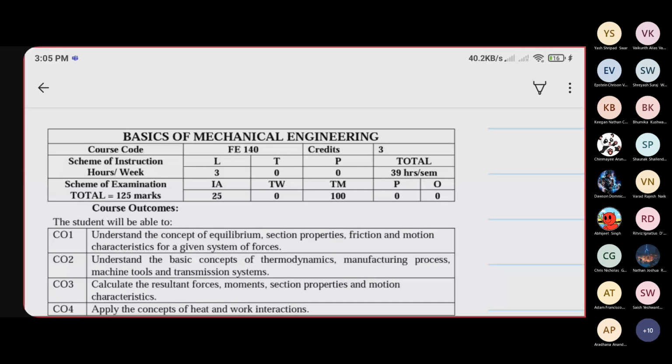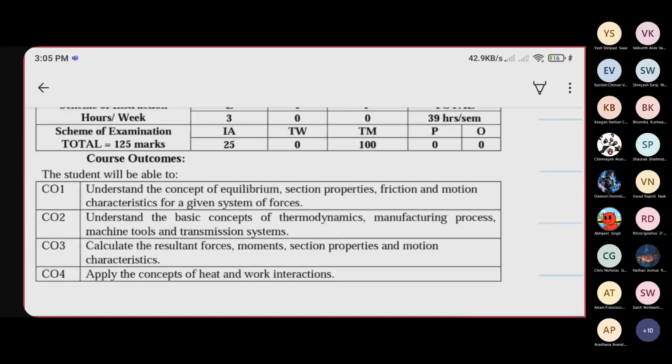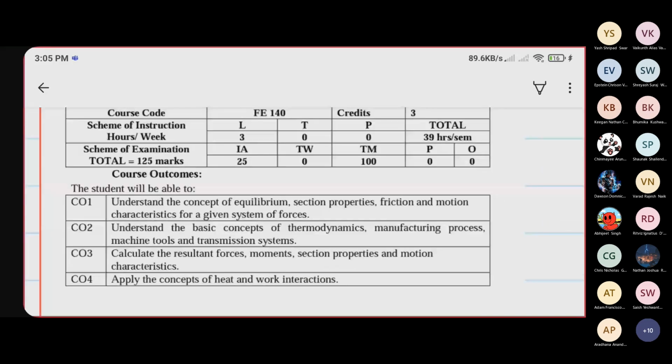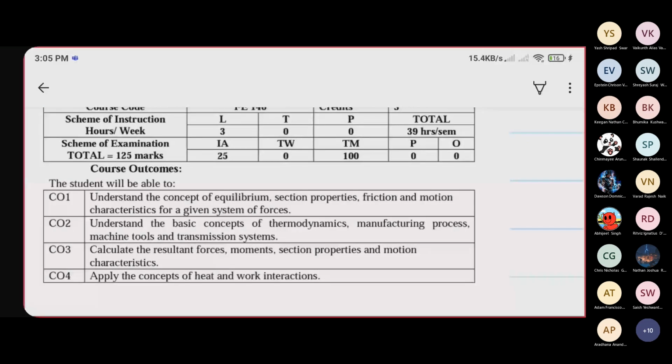Now once you go through this subject, what you will learn, that is course outcome. The course name is Basics of Mechanical Engineering. And what will the student be able to do after learning this? So first is understand the concept of equilibrium, then section properties, friction, motion characteristics for a given system of forces. That will be the first CO.